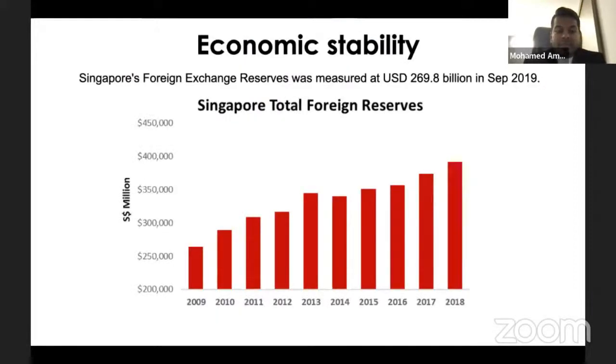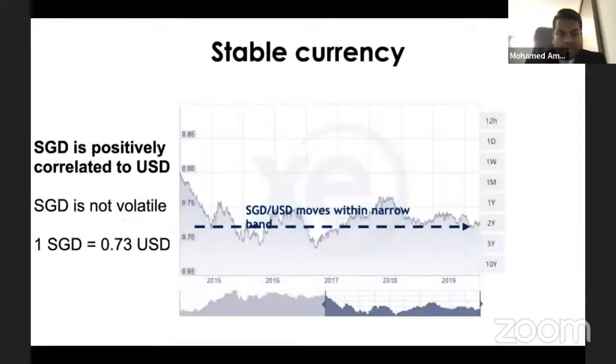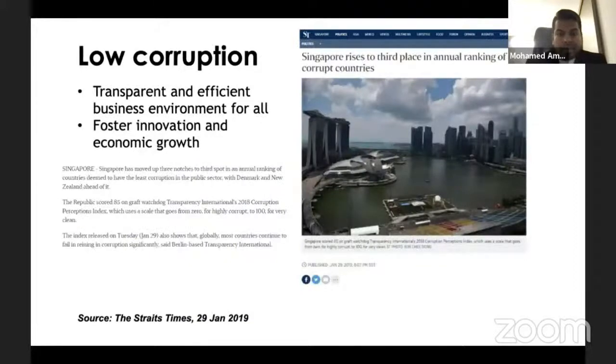Economic stability: Singapore's foreign exchange reserve was measured at $269.8 billion. So our total foreign reserves are very good, to run the country as well. Stable currency: 1 SGD is almost equivalent to 0.73 USD. And we ranked 3rd place in the annual world rankings as one of the least corrupt countries. So we are a very transparent and efficient business environment for everyone.